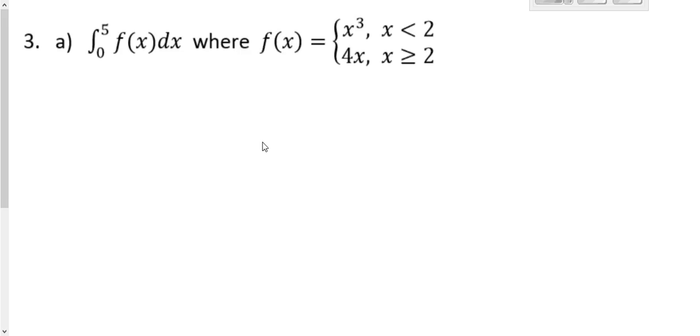Okay, let's look at number 3. So number 3 has piecewise functions. You do need to be able to integrate these, okay? The first thing, the biggest thing about these is interpreting what it means.